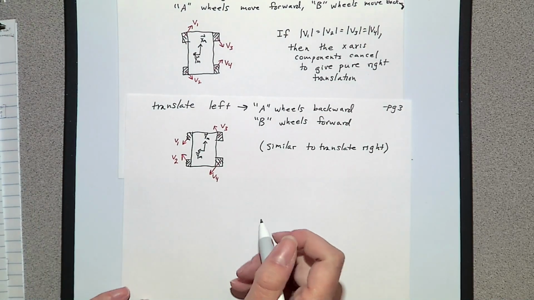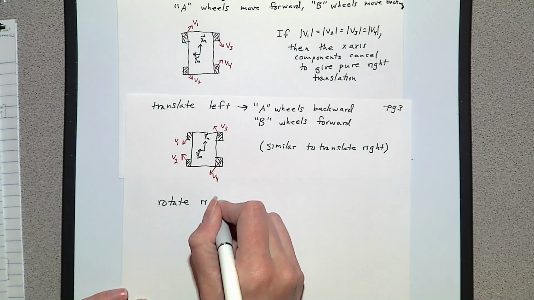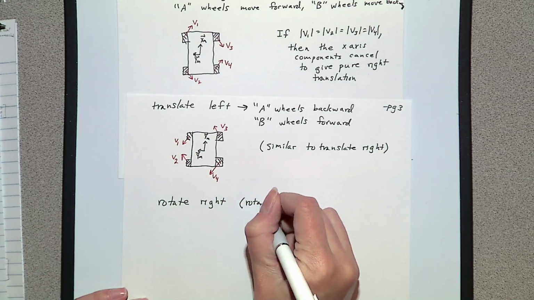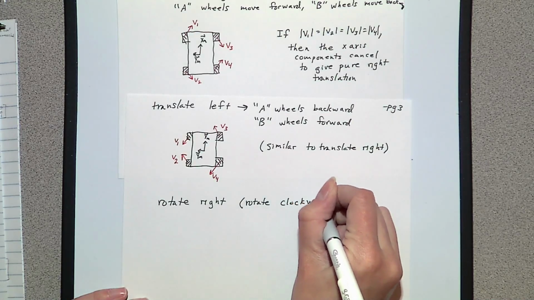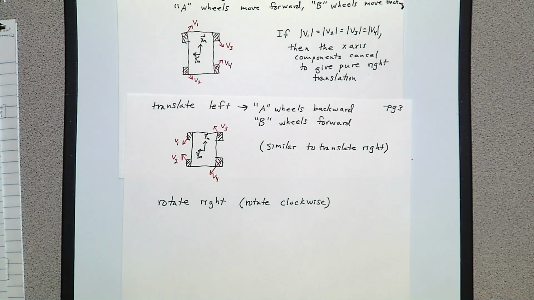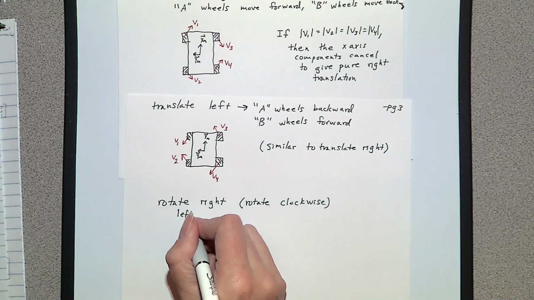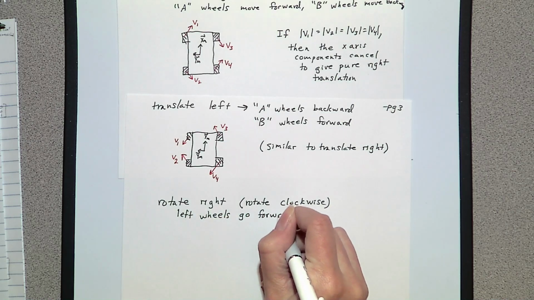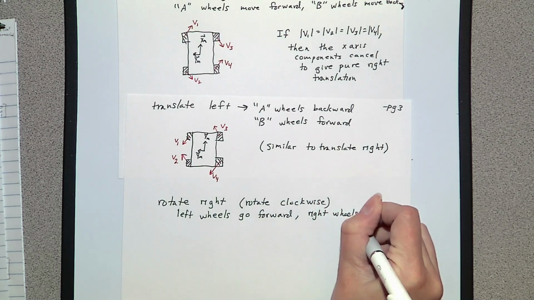And so we might also want to do rotations. So if we want to rotate right, so that would be rotate clockwise. So this would be like rotating about minus the z-axis. So to do this, we want the left wheels to go forward and the right wheels backward.